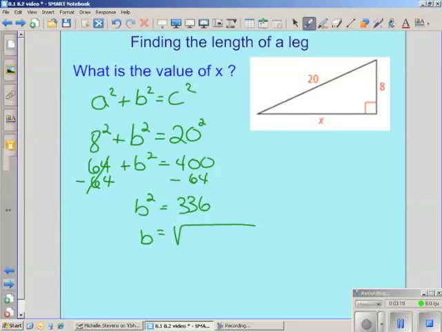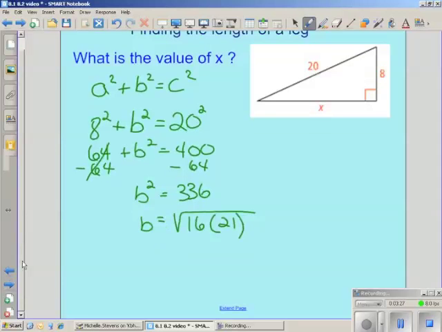Now, let's factor 336. We can get that by doing 16 times 21. Now, to keep this in radical form, let's keep factoring this. So 16, we can get 2 times 2 times 2 times 2, and 21 is 3 times 7.